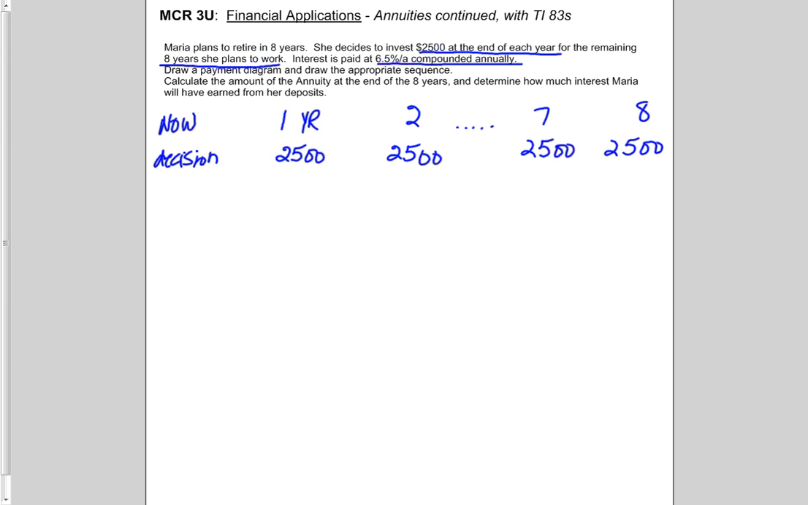The last one, for instance, isn't going to get any interest because she puts it in and then she retires and she needs it. So this one has a year to get some interest. So we're looking at compound interest, $2,500 in. It's 6.5% annually, so that's easy to write, 1.065 for 1 year of interest. This one has a lot of interest. There's those years in between that we just didn't bother to write down.